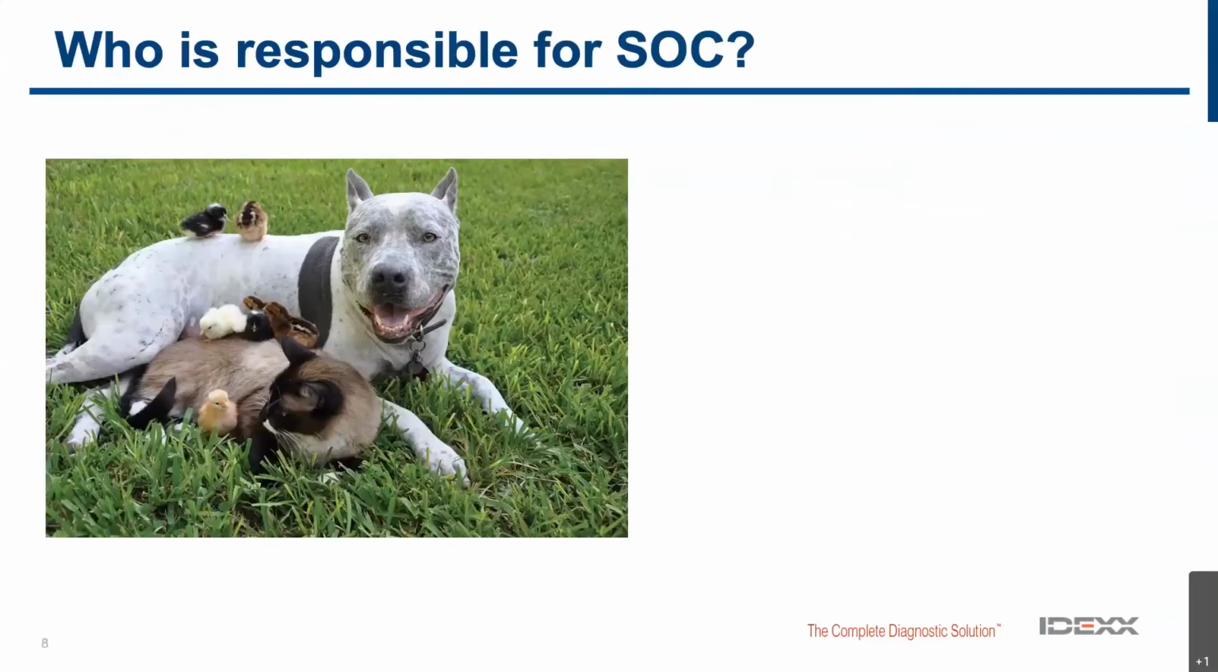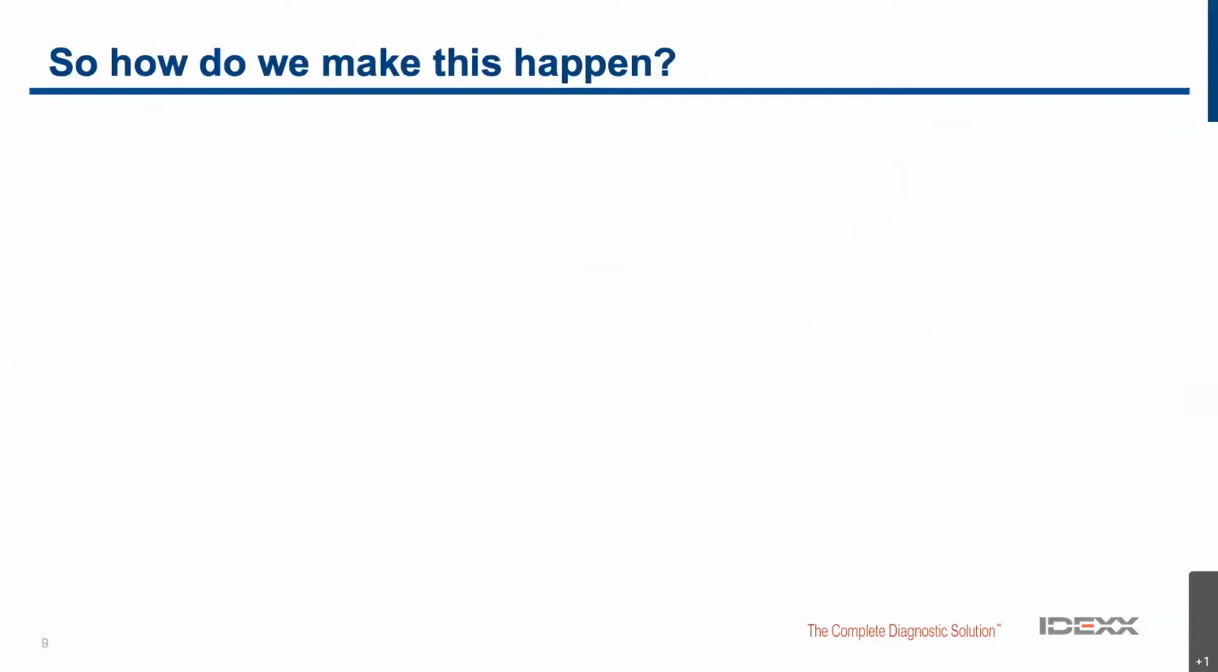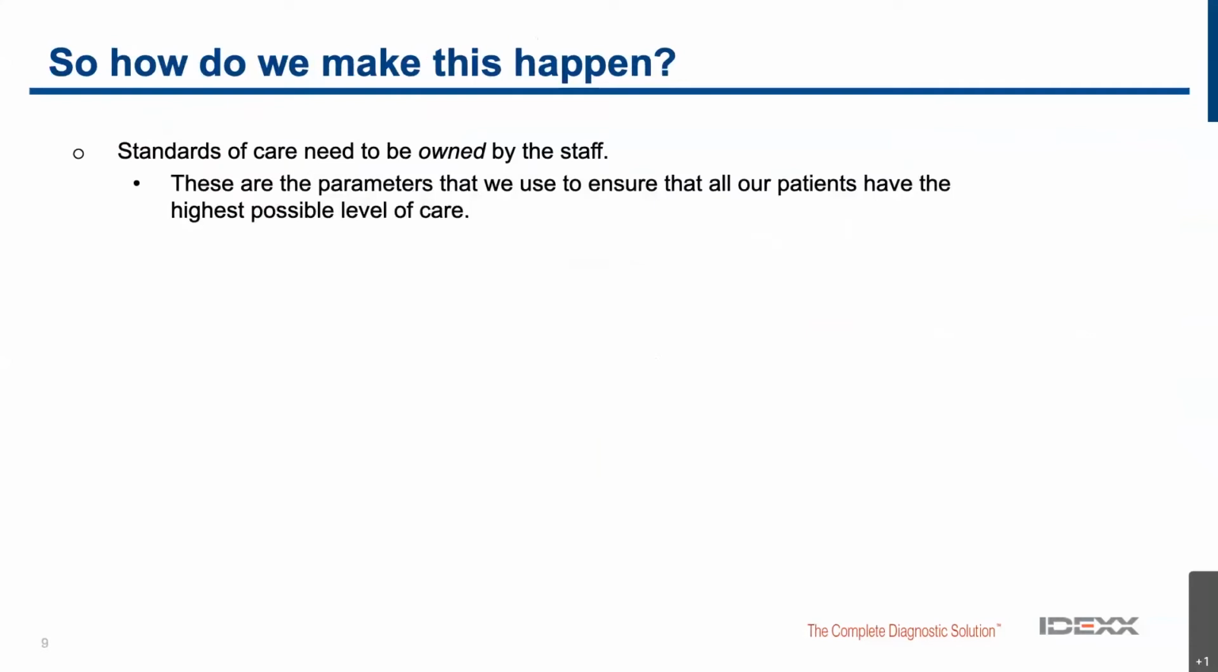So ultimately, who is responsible for standards of care? It's our client relations, our nurses, our animal caretakers, our animal attendants, our vets, and our managers. A standard of care is a whole hospital approach. So how do you make this happen? Really key is that standards of care need to be owned by the staff. These are parameters that we use to ensure that all of our patients have the highest possible level of care.